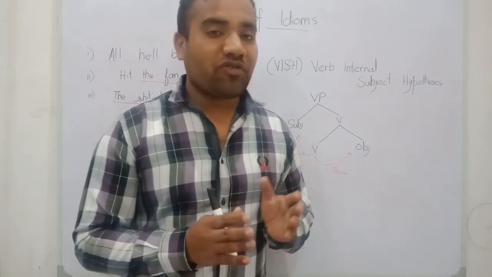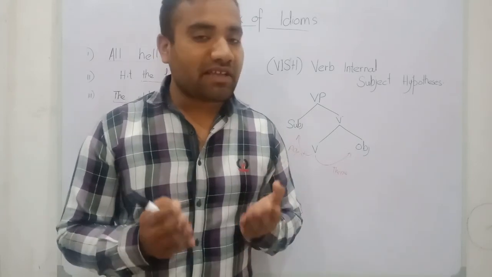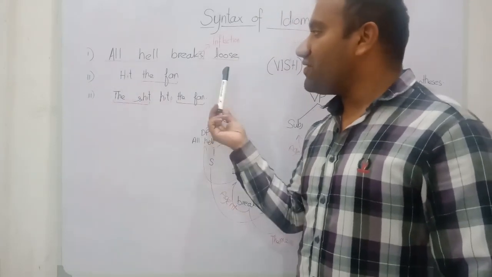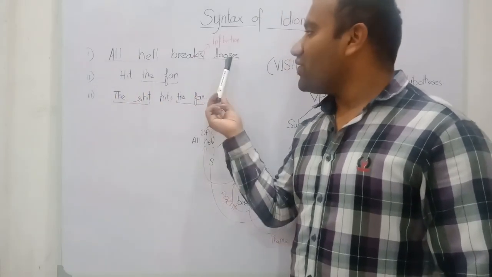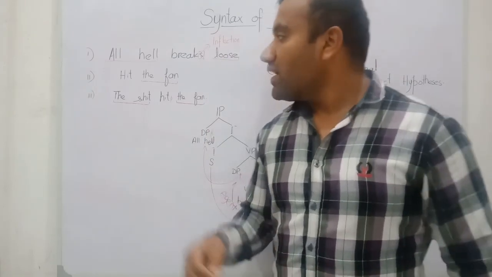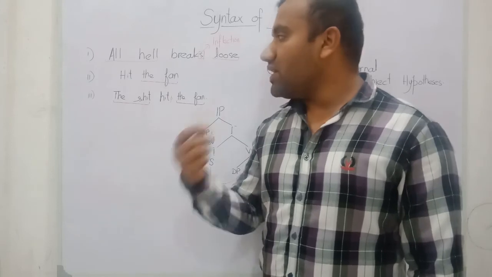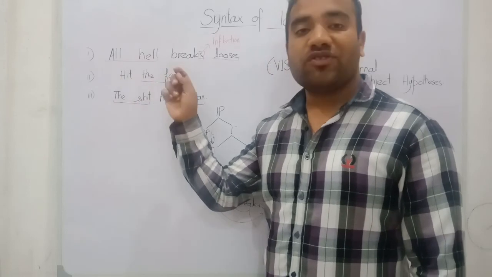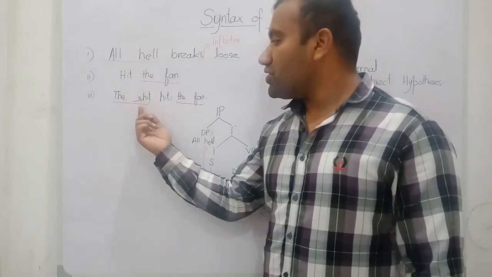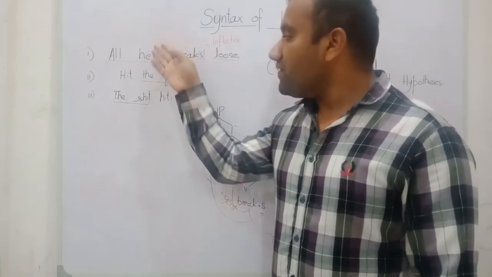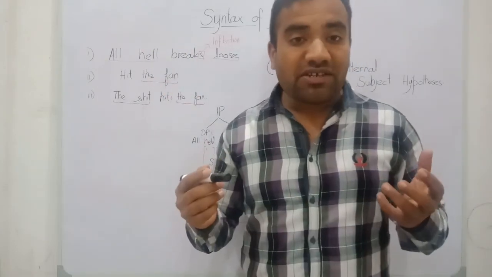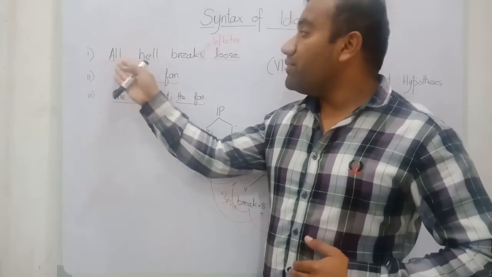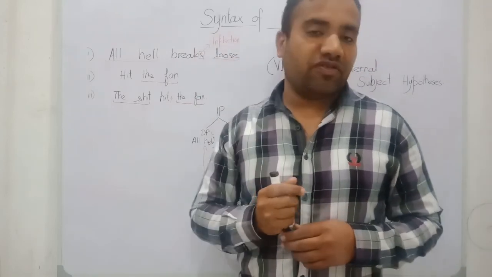Let's see first what types of idioms we have in the English language. See the idioms. All hell breaks loose. This is an idiomatic expression. And we have another type of idiomatic expression, that is hit the fan. If we make this idiomatic expression a sentence, we can say the shit hit the fan. These sentences show us that these are idiomatic expressions.